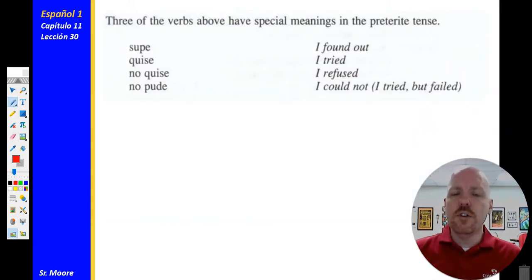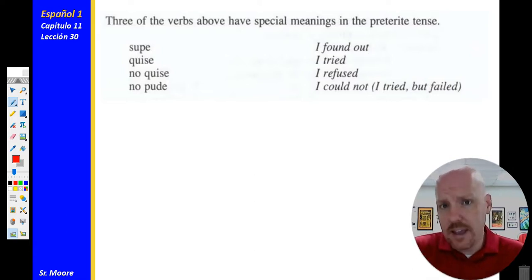There are 3 verbs in the preterite that when we conjugate them in the preterite tense, their meaning actually changes just a little bit. That's the verb saber, supe. Saber in the preterite means I found out. Yo supe que, I found out that. Quise, that comes from the verb querer, to want. Quise means I tried. You make it negative, no quise, and it means I refused.